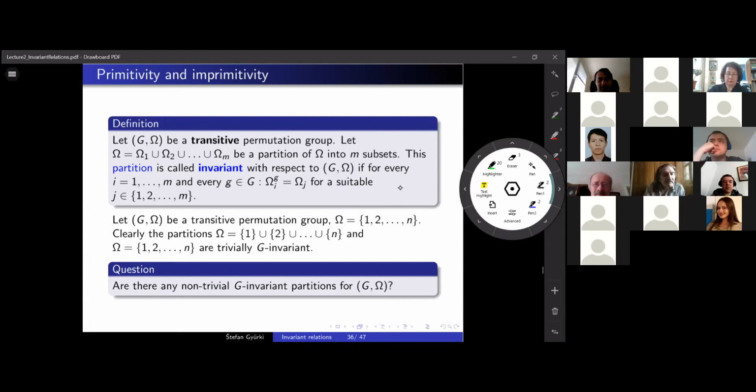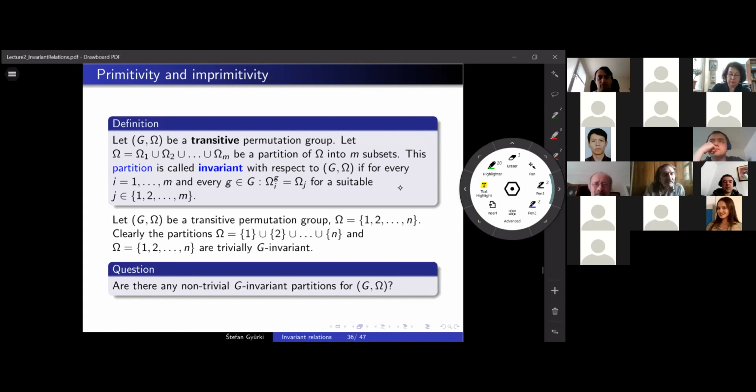Okay, the last part of my talk concerns the primitivity and the imprimitivity of a group. If you are taking a permutation group, then you can also consider what is happening with the partitions of the ground set. In this part of the talk, we will restrict the permutation groups to be transitive for a simple reason, because for intransitive groups, the notion is not so interesting.